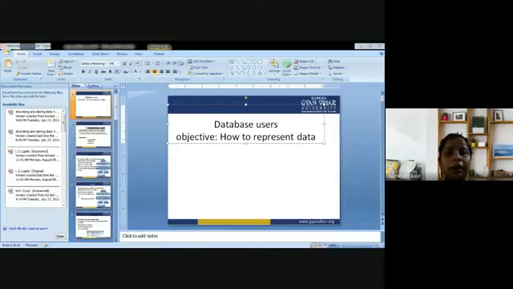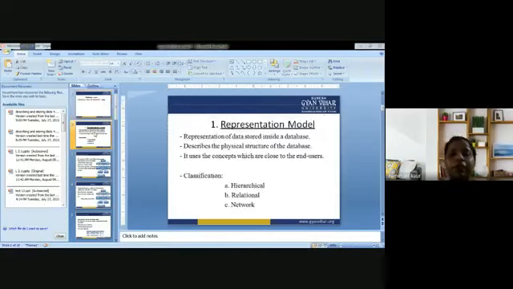Data modeling language and there are three perspectives: conceptual model, logical model, and physical model. I will be explaining that in later sections. Just let me first discuss what a representation model is, because we have discussed a lot about the data model. Now let's switch to the representation model.